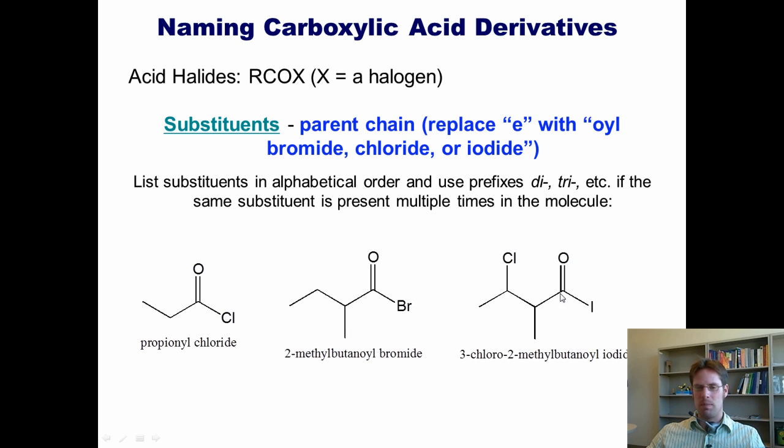This entire compound is 4 carbons long again. It is a butanoyl iodide. Coming off of position 2 is a methyl and position 3 is a chloro. The full name, therefore, is 3-chloro-2-methyl butanoyl iodide.